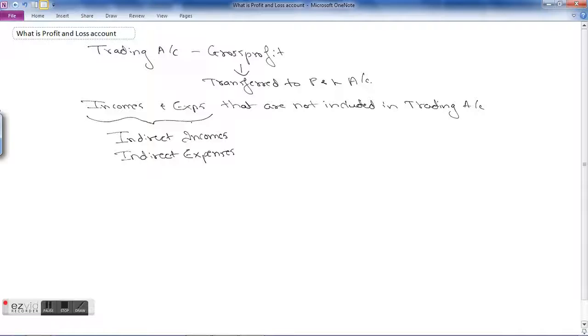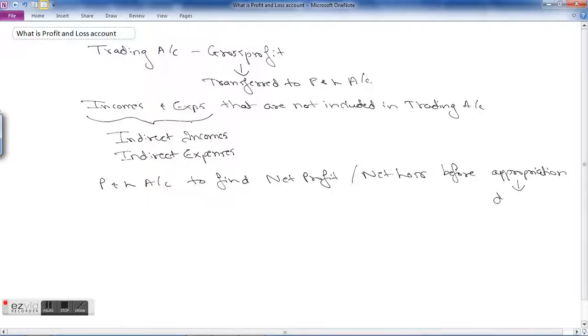Now the main purpose of the profit and loss account is to find the net profit or net loss before appropriation. Appropriation is nothing but distribution. This net profit or net loss from the profit and loss account is then transferred to the profit and loss appropriation account.